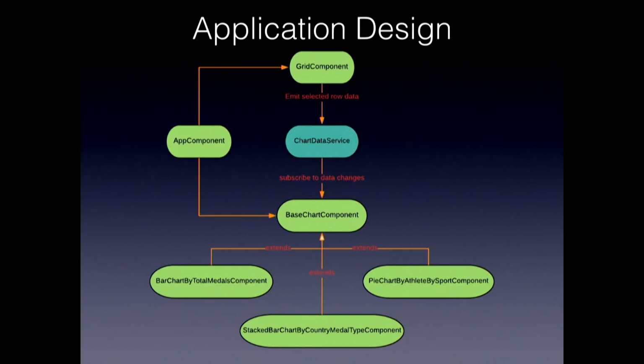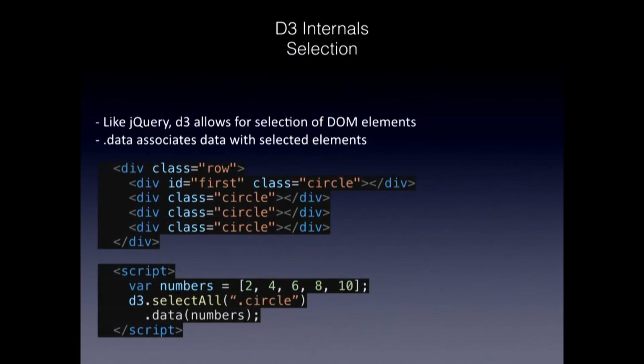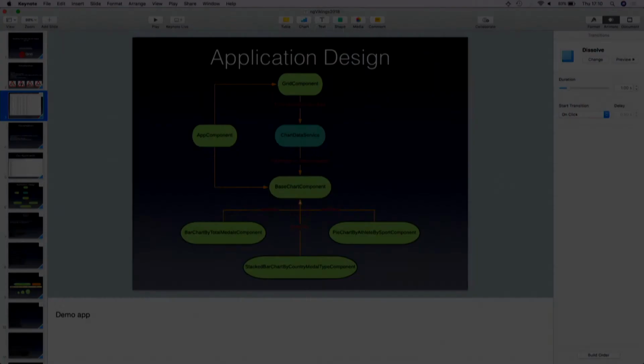So we've taken a look at the application. The application that I'm going to demonstrate here is a fairly simple, standard Angular application. We've got an app component. It's going to have a grid component on the left, and then a chart component on the right. The chart component will be a bar chart, stacked bar chart, or a pie chart. It's fairly simple. We've got a service in between the grid and the chart to convey the information to the chart in question. That's not terribly interesting, so we'll go into the next part and actually look at the application.